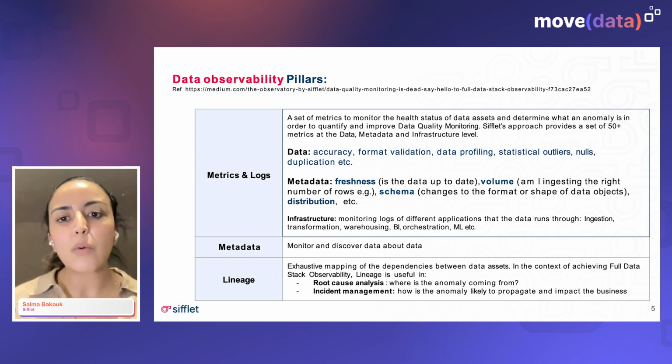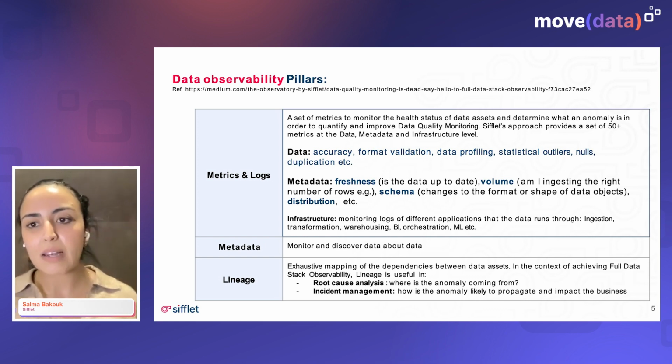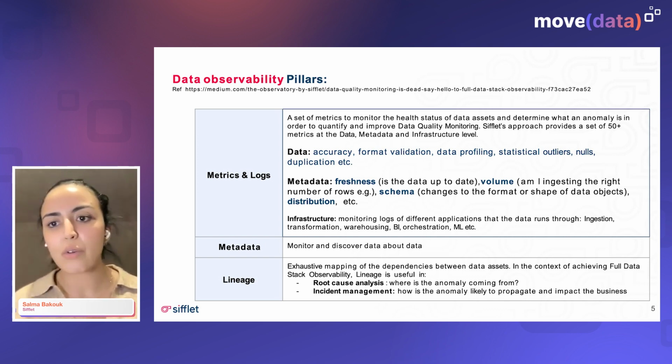So for data quality metrics, at the data level, you want to look at the accuracy of the data assets. You want to look at format validation. You want to do data profiling. You want to look at statistic outliers, nulls, etc. You want to look at some metrics at the metadata level. Is the data up to date, or what we call freshness? Am I ingesting the right volume? Is the schema, or the format and shape of data objects, in the expected shape? What about the distribution of the data assets, etc.